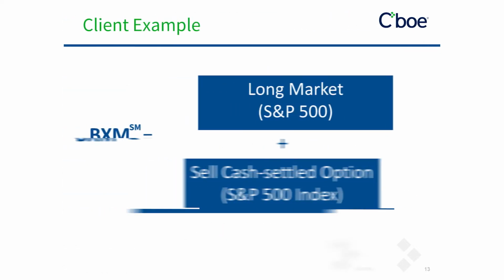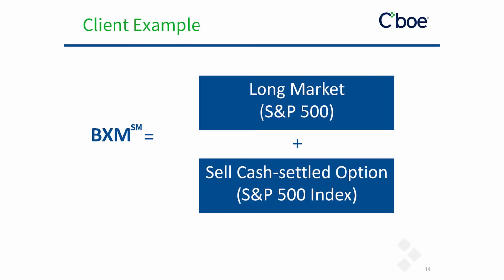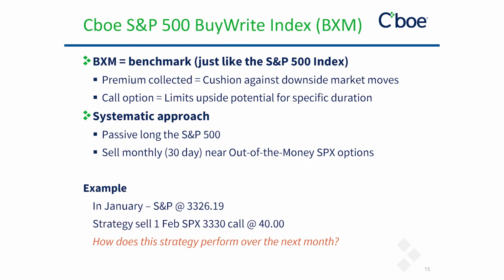For the sake of simplicity, and because many investors generally understand the idea of being long the market, our BXM index and this example will use the S&P 500 index and cash-settled SPX options to outline the buy-write. So, what's BXM? It's a benchmark, like the S&P 500. You can't directly buy or sell the S&P 500 or BXM, but there are proxies or products designed to track each.